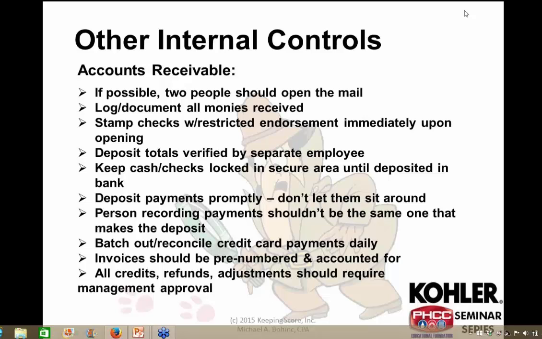But on the deposits, again, make sure you get them in, at least my recommendation is every day, unless it's a really small amount, and maybe you wait till the next day. Batch out the credit cards, reconcile the credit card payments daily.